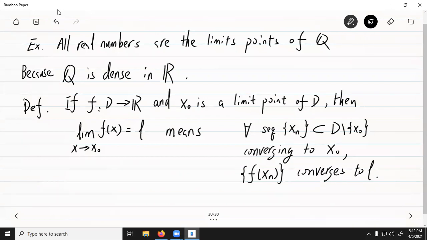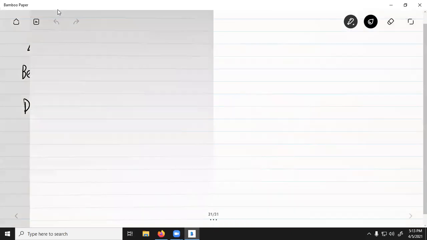Okay, so that means the limit as x approaches x0 of f of x equals L. It means for any sequence converging to x0, this f of xn forms a new sequence, and this new sequence converges to L. Then we say the limit of the function when x approaches x0 is equal to L. Okay. So now let's look at some remarks for this definition.